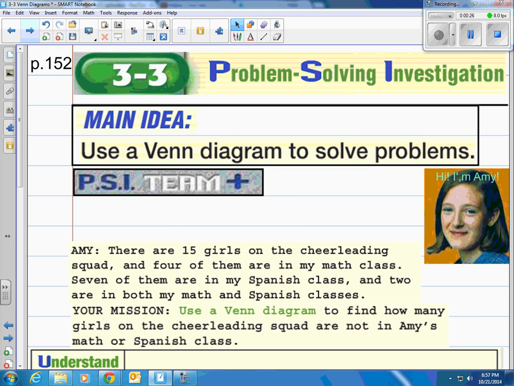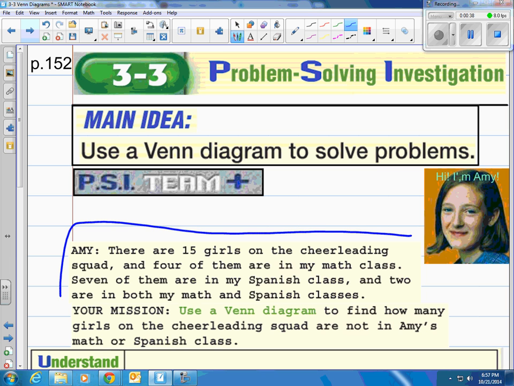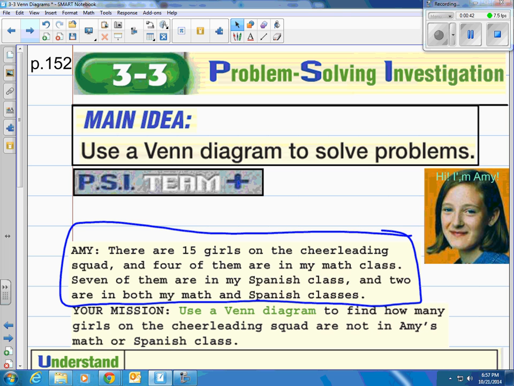Here it is. There are 15 girls on the cheerleading squad, and 4 of them are in my math class. 7 of them are in my Spanish class, and 2 are in both my math and Spanish class. Oh, well, that's some good information we're going to need. Our mission is to use that Venn diagram to find how many girls on the cheerleading squad are not in Amy's math or Spanish class.